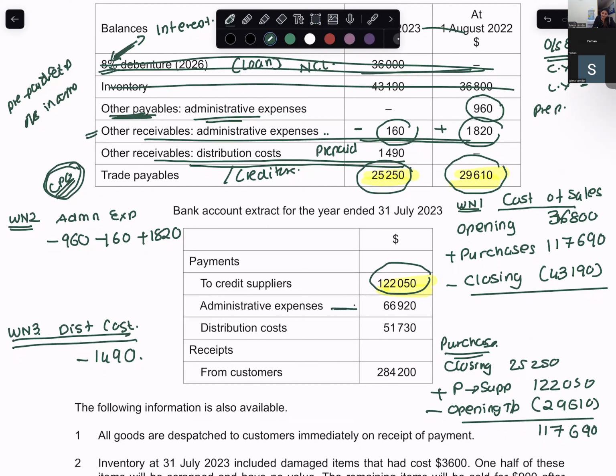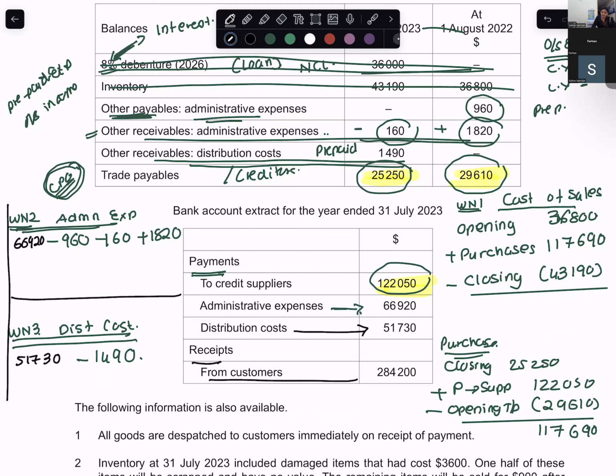Administrative expenses. Where will I put payments? In working number two, so 66,920. Payments, distribution cost. Where will I put it? Working number three, 551,730. Receipts from customers?